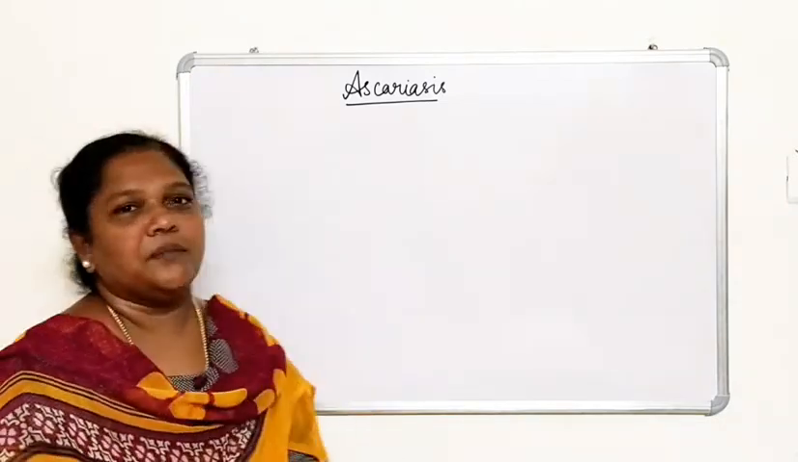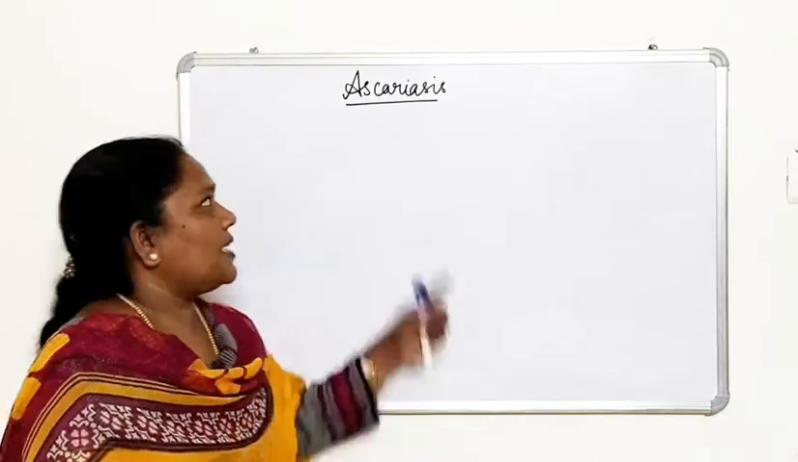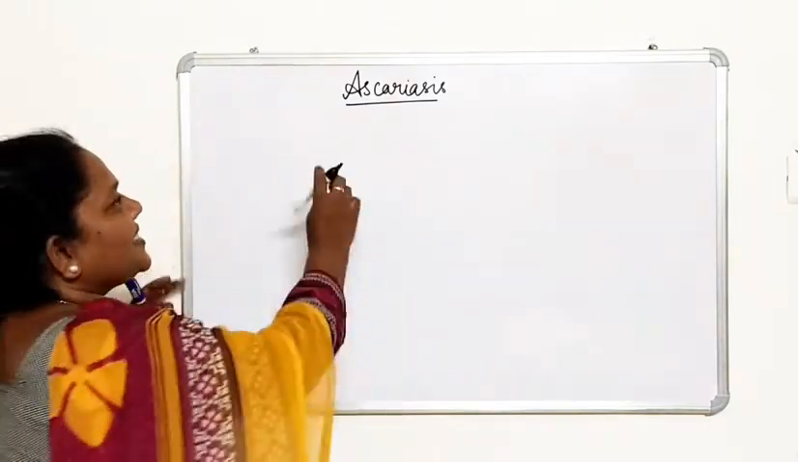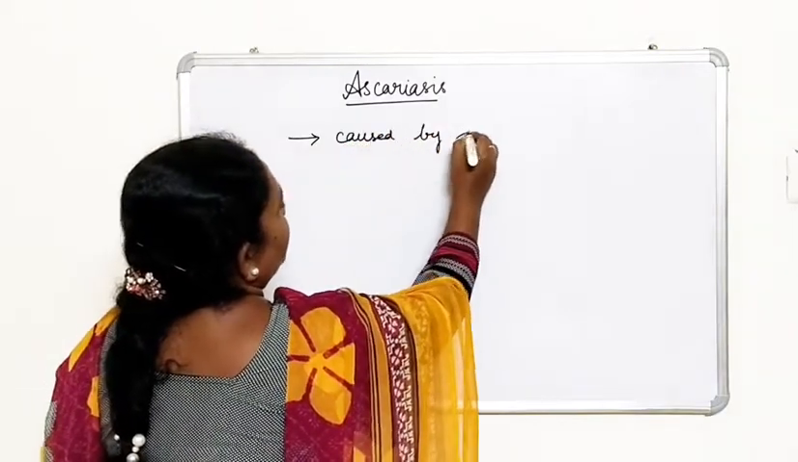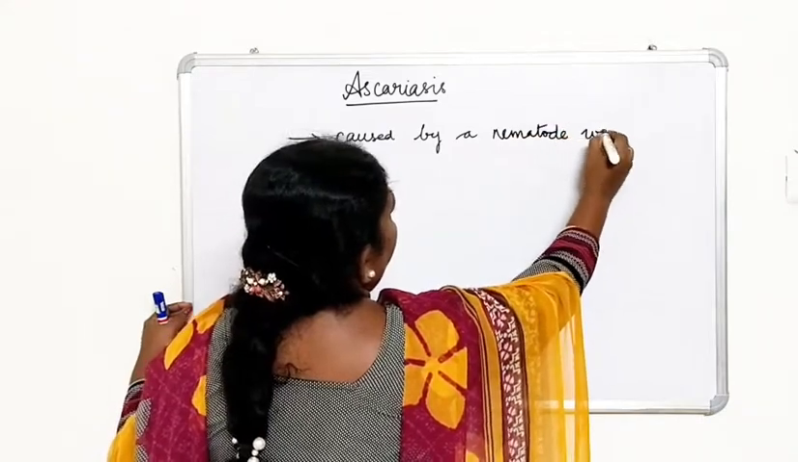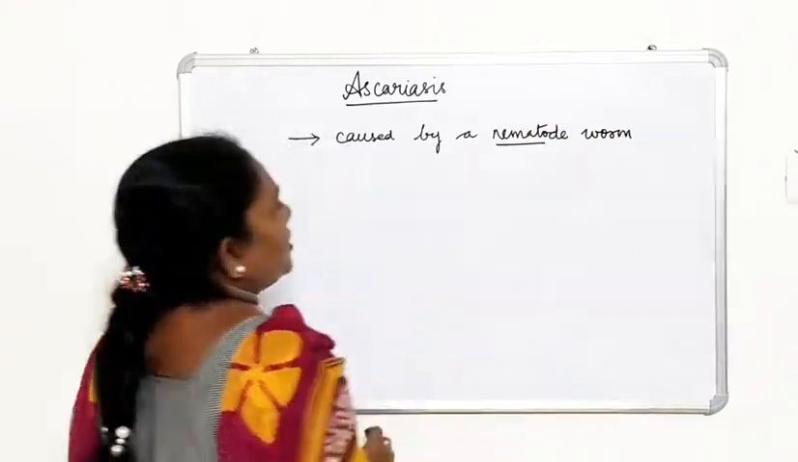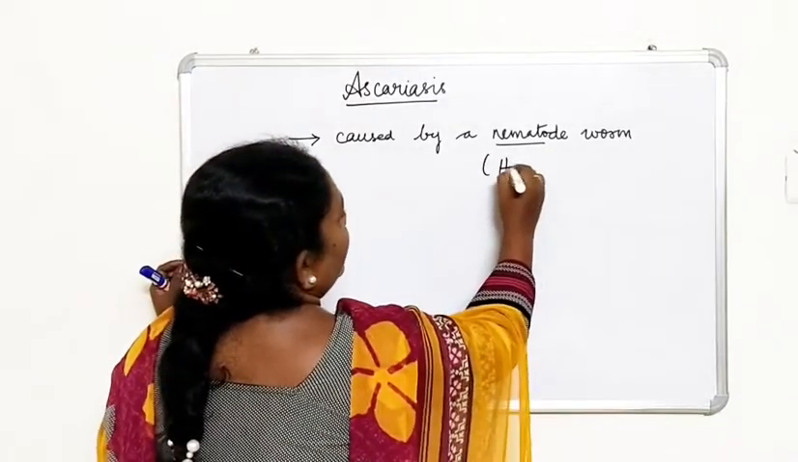And now we are going to learn about helminth infection. One such helminth infection we are going to learn now is Ascariasis. This Ascariasis is caused by a nematode worm. So what do you mean by this nematode? A nematode is a helminth, right? A helminthic worm.